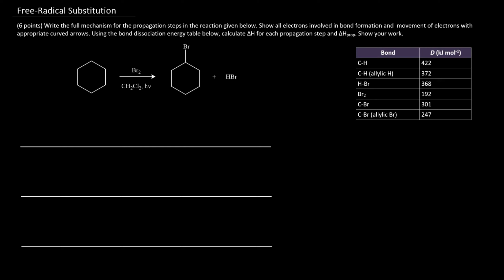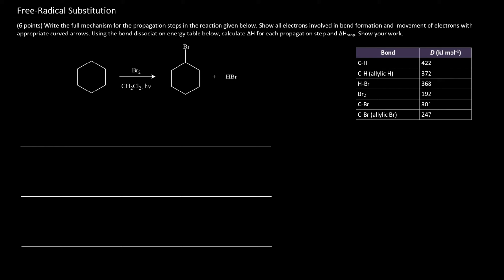Write the full mechanism for the propagation steps in the reaction given below. Show all electrons involved in bond formation and movement of electrons with appropriate curved arrows. Use the provided bond dissociation energy table to calculate delta H for each propagation step and delta H propagation.